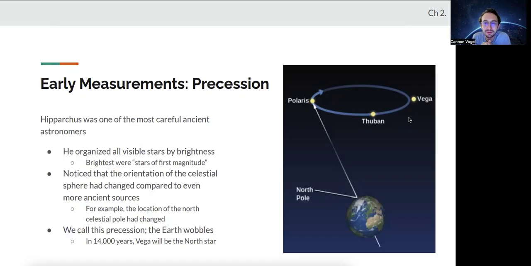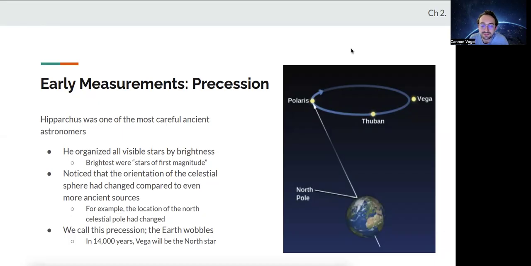So some people would just think, oh, the data's wrong. There's a problem here. Sorry, hold on one second. Okay, so some people would just think that the data was wrong, their grandfather made a mistake, but not Hipparchus.